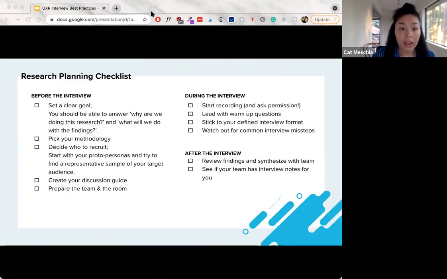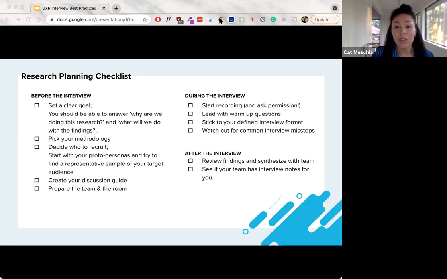So here is what I personally use as a research planning checklist with a couple of tips thrown in. This is not all inclusive. These are just the high level things that I personally find really important. I like to break it up in terms of different stages of the project, and we'll start with the before. Before you do anything, you need to set a clear goal.